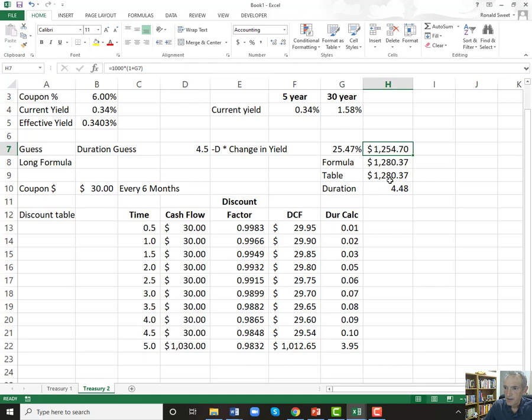So you can see my estimate was pretty good. I'm only off, well, be closer than I was when it was a 10-year bond. I'm only off about 2%. I was off 3% on the previous one. If I brought convexity in there, it might be even closer. All right, so there's how you do it.